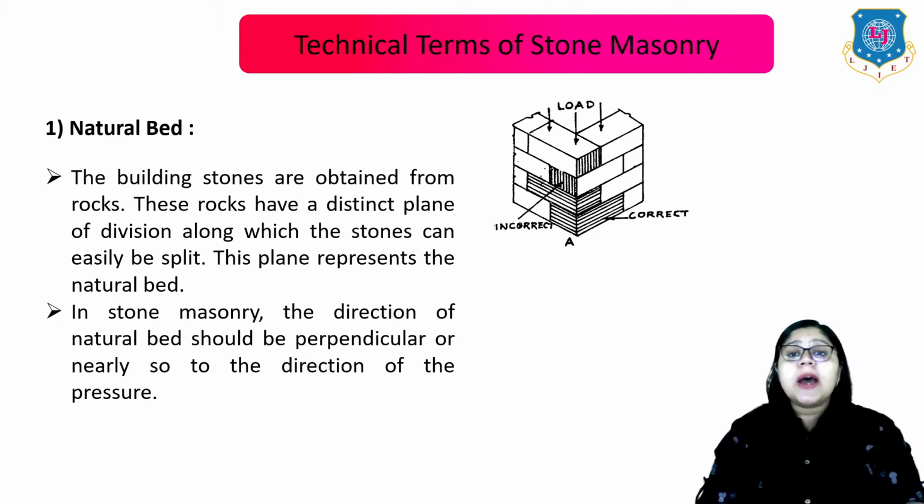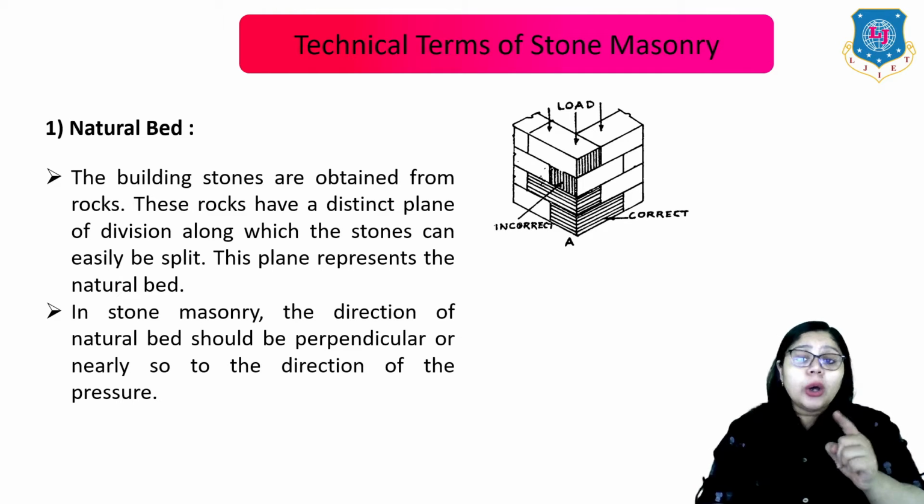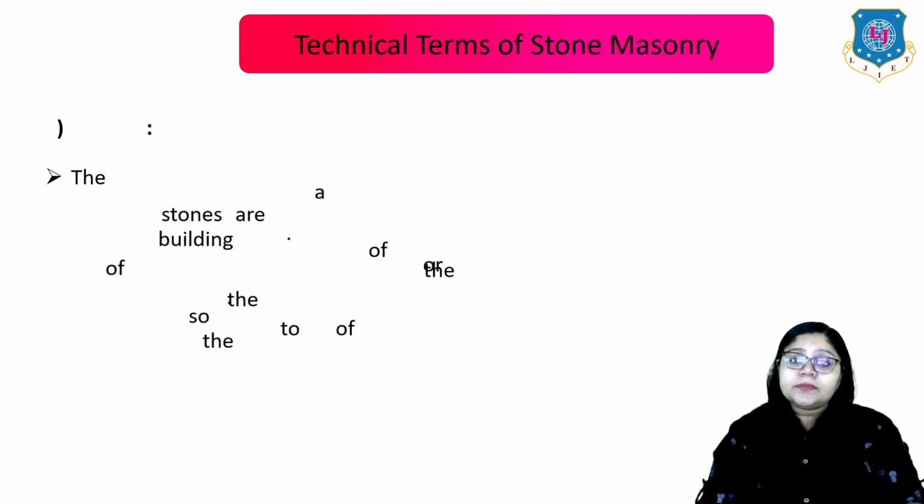Now the building stones are obtained from the rocks, and these rocks have a distinct plane of division along which the stones can easily be split. This plane represents the natural bed. In stone masonry, the direction of the natural bed should be perpendicular or nearly so to the direction of the pressure as shown in this figure. From this figure, you can understand how the natural bed concept works.